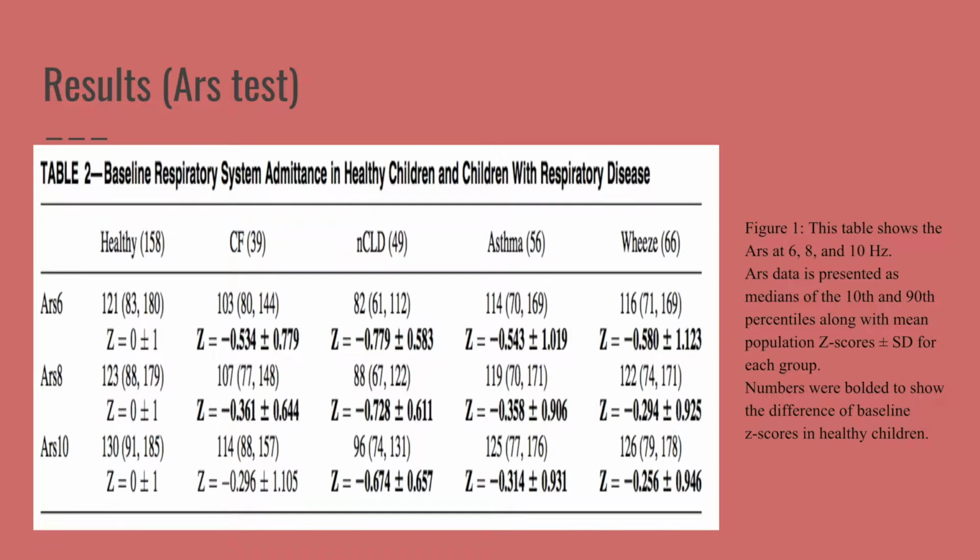Once treatments were completed and data were analyzed, the mean baseline ARS showed that children who have respiratory disease had lower z-scores at 6, 8, and 10 Hz. This table shows the ARS at 6, 8, and 10 Hz. ARS data is presented as medians of the 10th and 90th percentiles along with mean population z-scores plus or minus standard deviation for each group. Numbers were bolded to show the difference of baseline z-scores in healthy children.